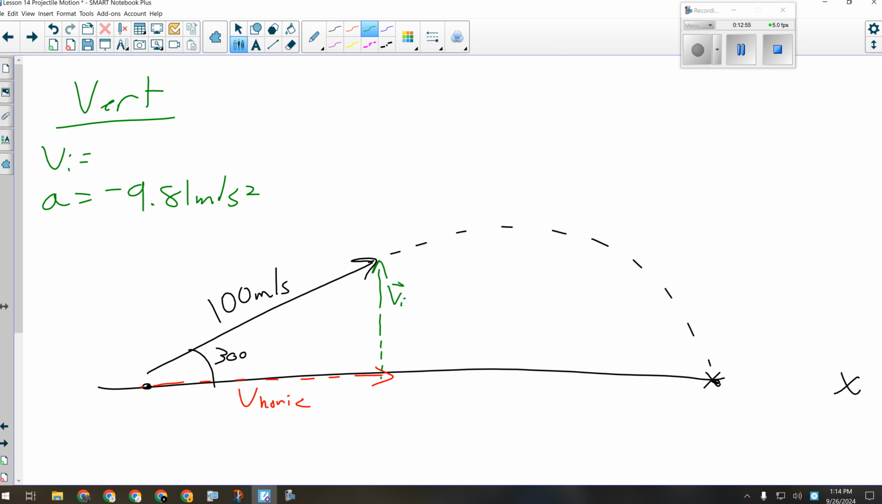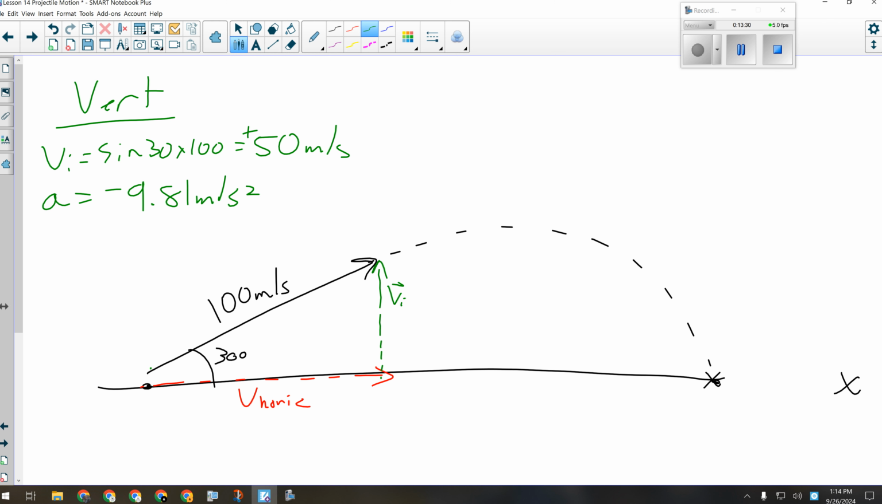So, can I calculate VI right now with these numbers? Let's do that. What side is VI of this triangle? Opposite. So to get VI, I'm going to go sine of 30 times 100, which should be 50. 50 meters per second up. Now, acceleration due to gravity has to be negative because this object's going to change direction. It starts upwards and then it ends downwards.